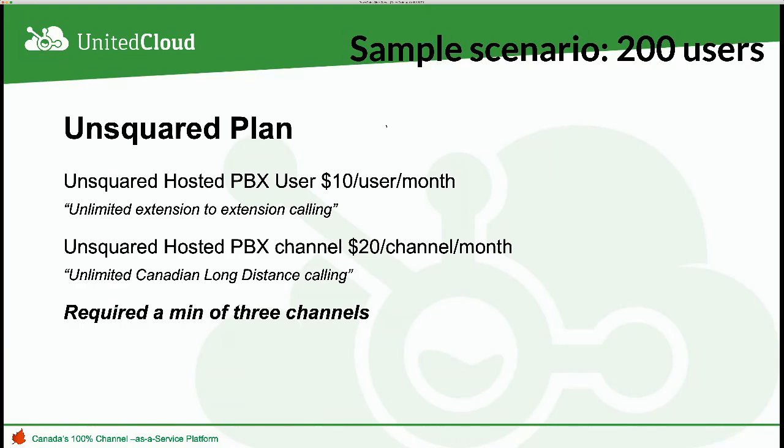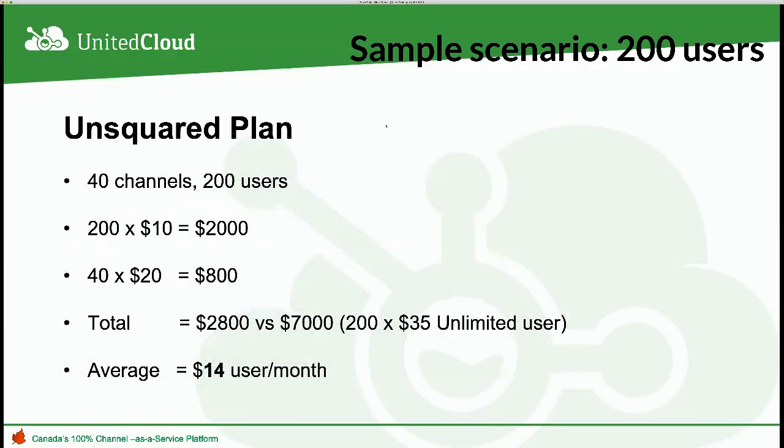So, sample scenario, 200 users, the same example we used in the previous one. The N squared plan: the user is $10 per month, with unlimited extension to extension calling. The N squared hosted PBX channel is $20 per channel per month, with unlimited Canadian long distance calling. The requirement is a minimum of 3 channels to start considering this plan. So let's do the math. We said 20%, maybe 15%. So 20% of the 200 users gives 40 channels, which should be more than enough.